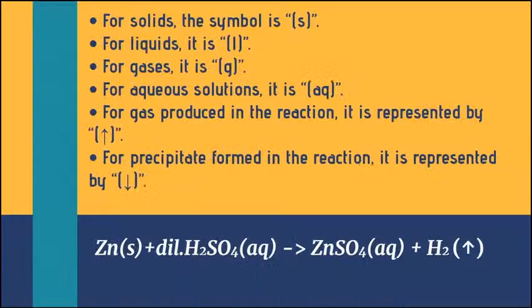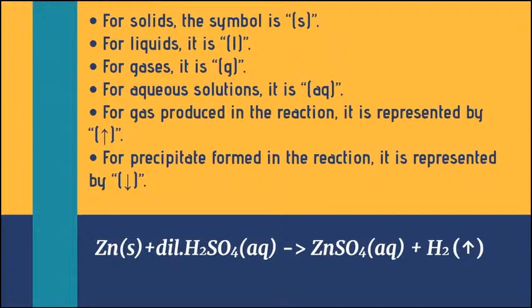Okay, now look. For solids, the symbol is written in brackets as (s). For liquids, it is (l). For gases, it is small (g). For aqueous solutions, it is (aq). For a gas produced in the reaction, it is represented by an up arrow. For a precipitate formed in the reaction, it is represented by a down arrow.